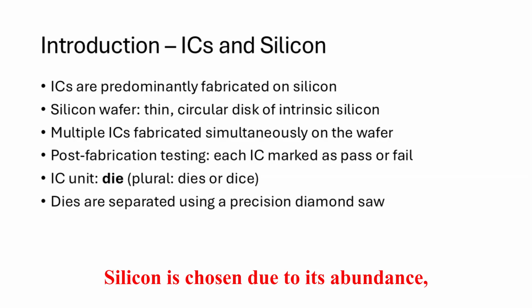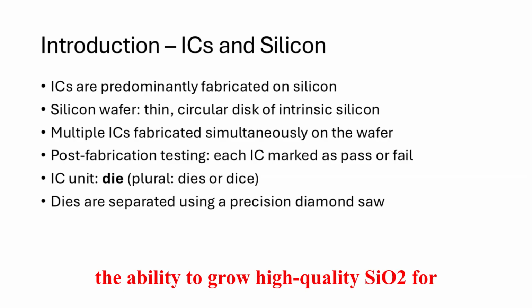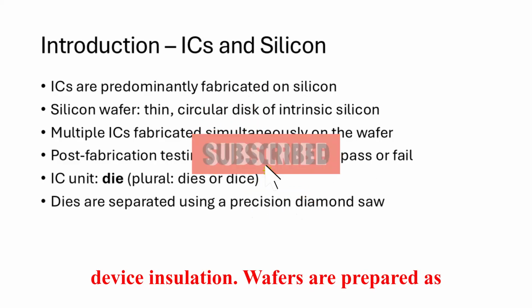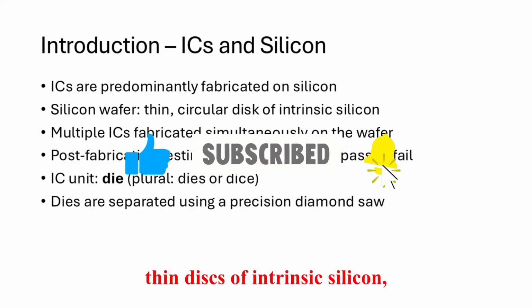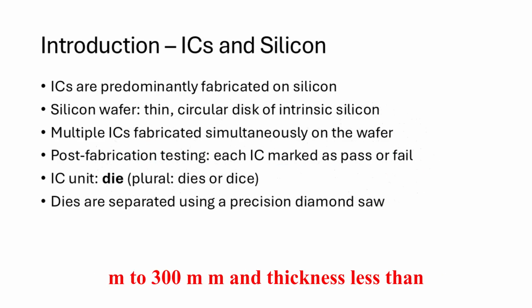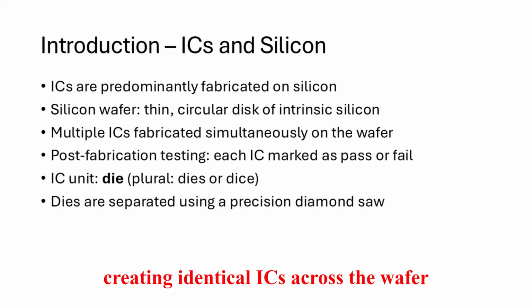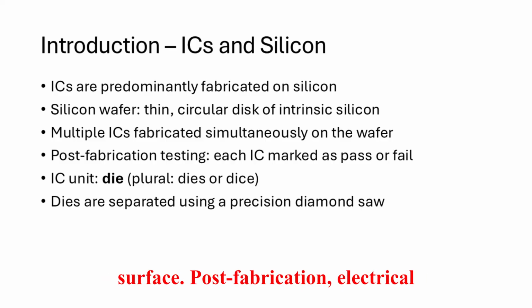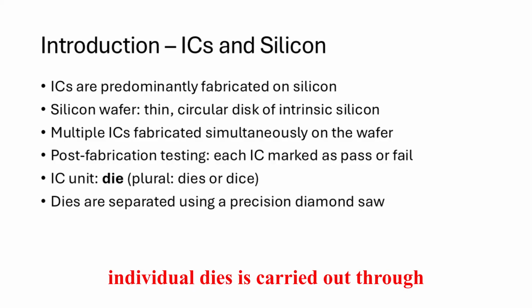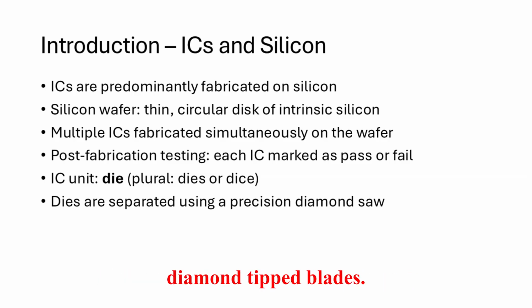Silicon is chosen due to its abundance, excellent semiconductor properties, and the ability to grow high-quality SiO2 for device insulation. Wafers are prepared as thin discs of intrinsic silicon, typically with diameters ranging from 70 m to 300 m and thickness less than 1 mm. Fabrication involves creating identical ICs across the wafer surface. Post-fabrication, electrical testing identifies functional and defective dies. Separation into individual dies is carried out through high-precision mechanical sawing using diamond-tipped blades.